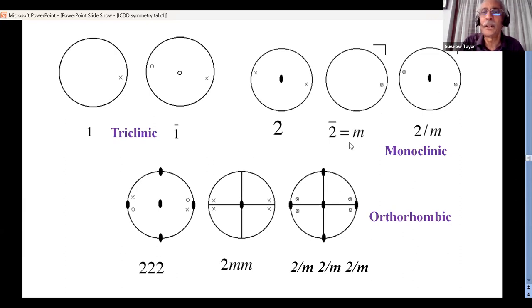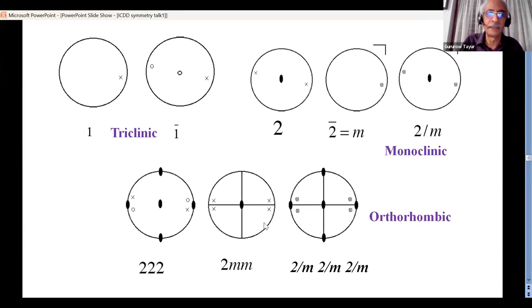And then the combination of the twofold and the mirror perpendicular to that will generate four equivalent points. So this has now two, this is one, these are four. Now, when we say equivalent points, that means in the case of a triclinic system, there are two equivalent points. That means two molecules will appear in the unit cell in general. And here the four molecules will appear in the unit cell in case of 2/m.